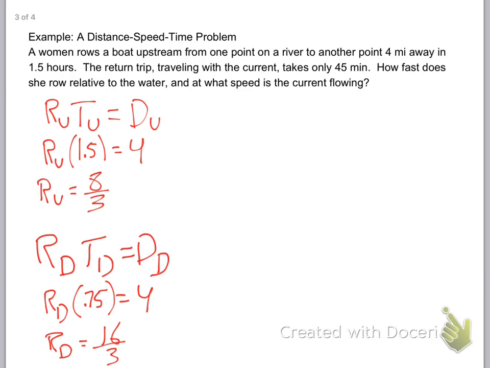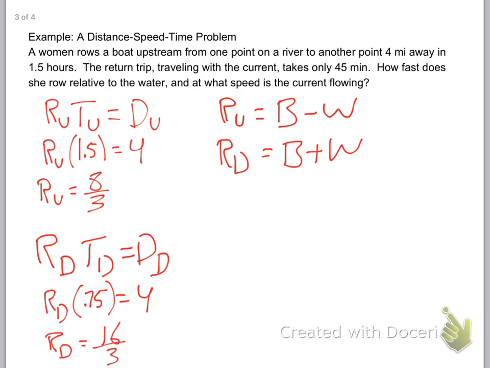But would we know about the rates of the upriver and downriver? They either combine or they subtract from each other, right? Which one's which? Would you guys agree that the rate up is the boat minus the water? The rate down would be the boat plus the water?